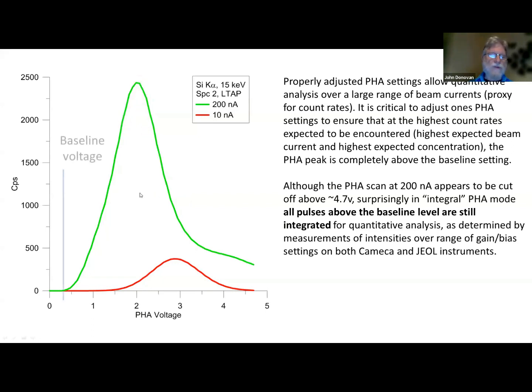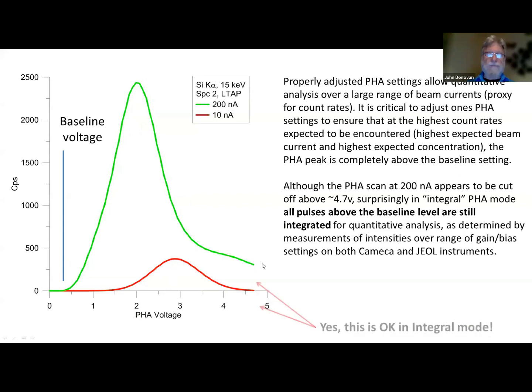What we wanted to make sure is that we do not cut off any characteristic X-rays at the baseline voltage. So we want to make sure we have enough gain or bias that we push these curves above the baseline voltage. So no matter what beam current we're using, we're still going to get a linear response from our detector.